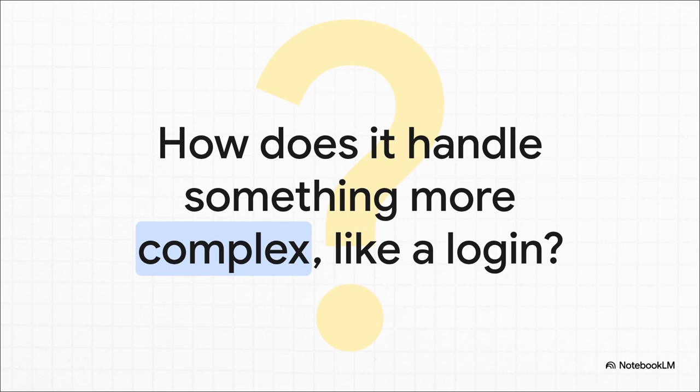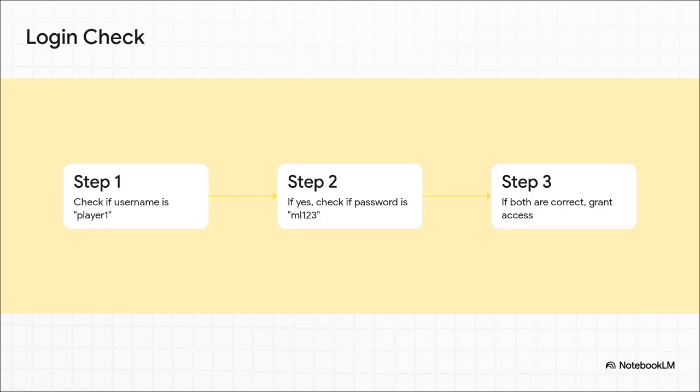Okay, that works for a single decision. But what about something more complicated, like a login that needs to check two things, right? Your username and your password. How does the code deal with that? It handles it by nesting the decisions, one inside the other. Think of it like a high-security building.